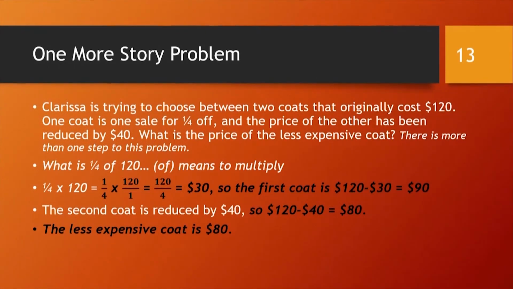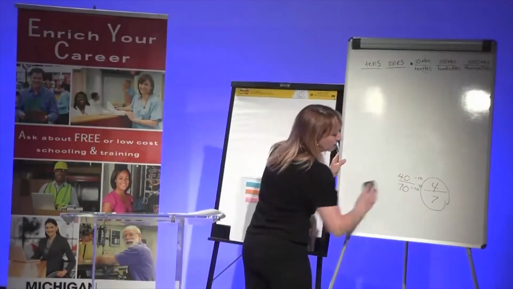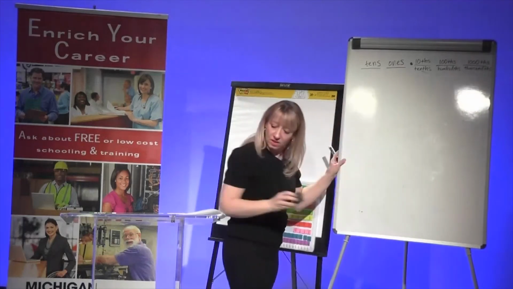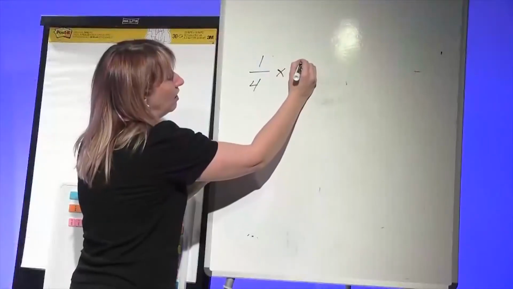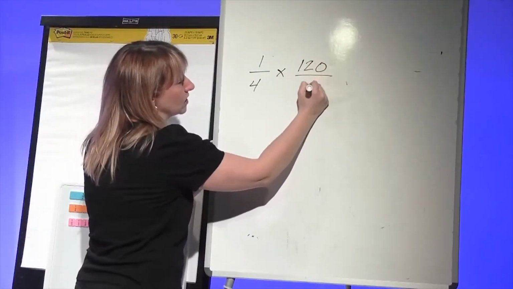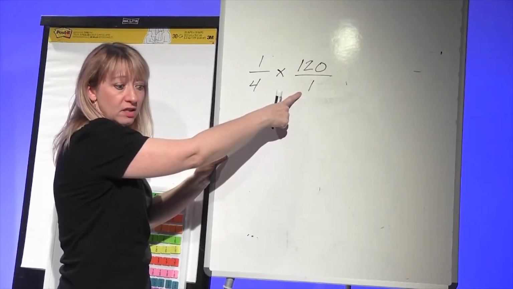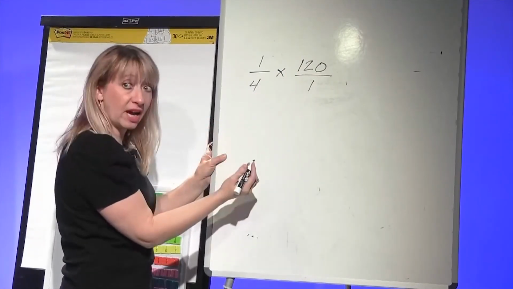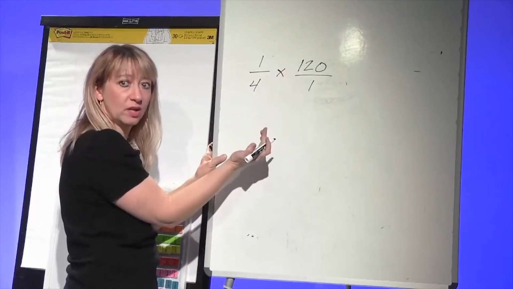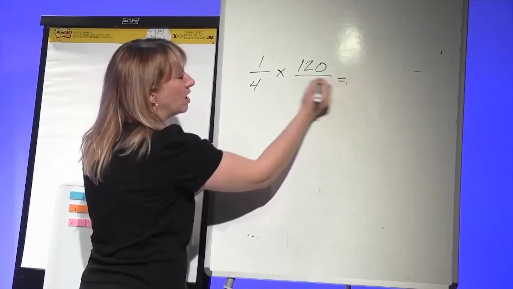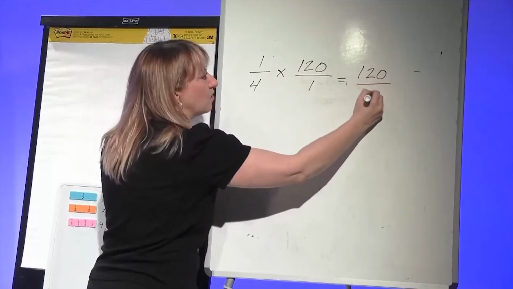So if you look at this example, and it's written for you on the PowerPoint, but also just looking at it on the board, 1/4 times or of 120. 120 is a whole number, so if you have to write it as a fraction, you just put it over 1. So any number can become a fraction by simply putting a 1 under it. This is the same thing as 120. But I want to multiply these two fractions. So this would give me 120, and this is 4.